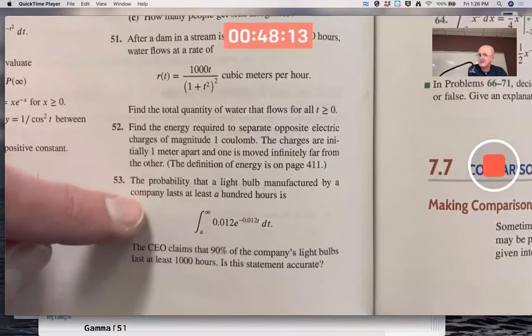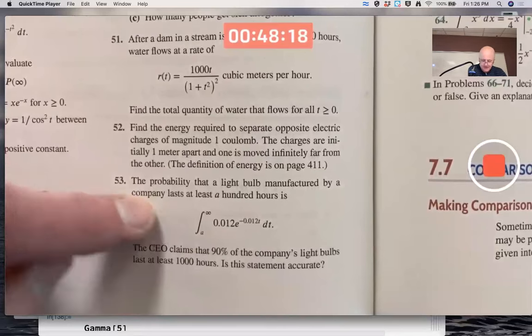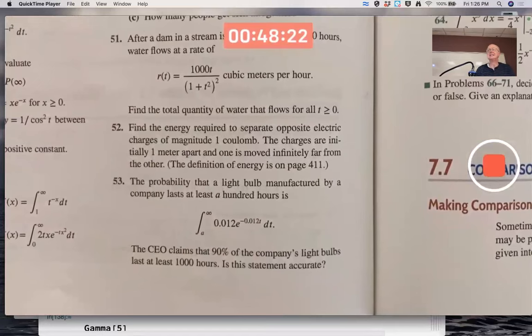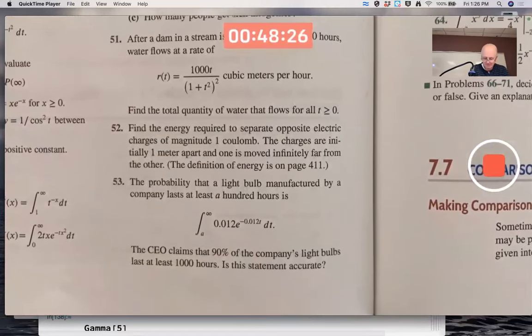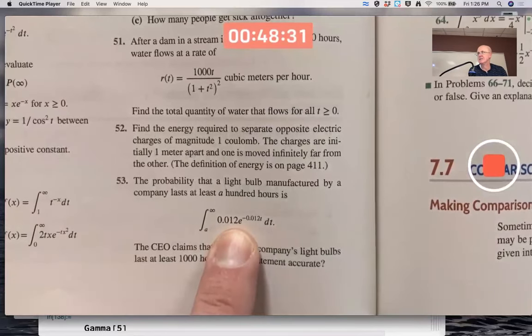But anyway, the main point is it's an application of an improper integral. The function being integrated has a name in this situation. It's called a probability density function. And this kind of probability density function is very common in exponential decay.